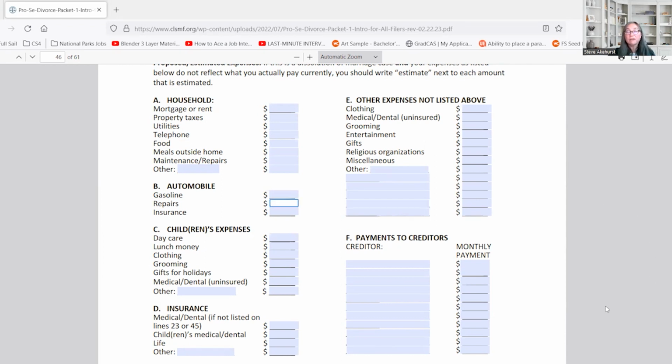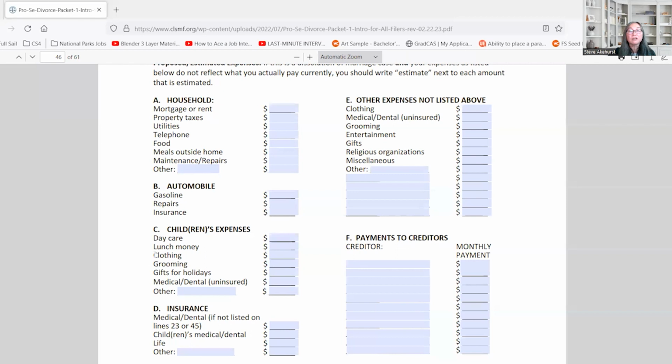Same thing with the repairs. You might not repair your car every year or every month, but if you do it once a year, and you spent $1,000 last year, you're going to divide the 1,000 by 12, and you come up with a monthly repair amount. Insurance, you should know, it should be the same. And if you have any children, you're going to write their expenses, like any daycare, that's regular. If you give them lunch money.